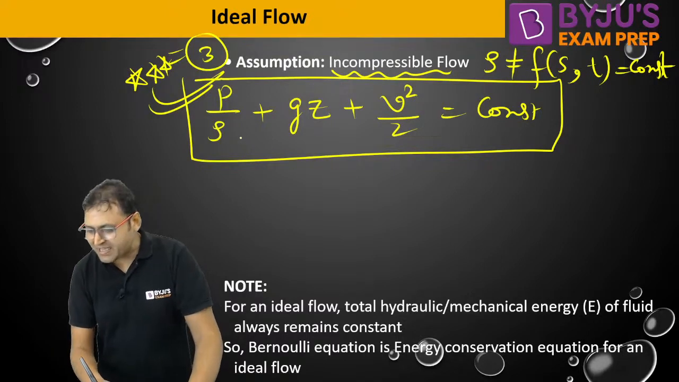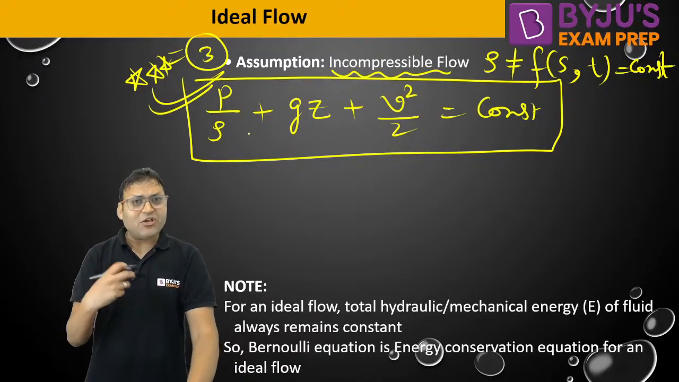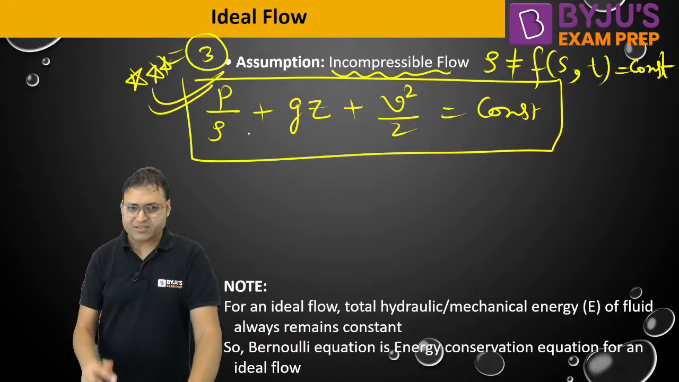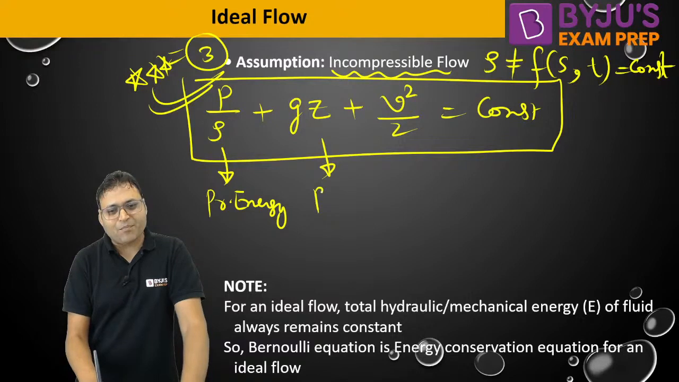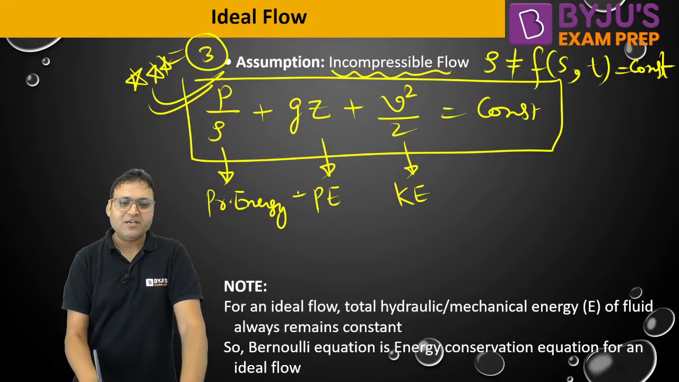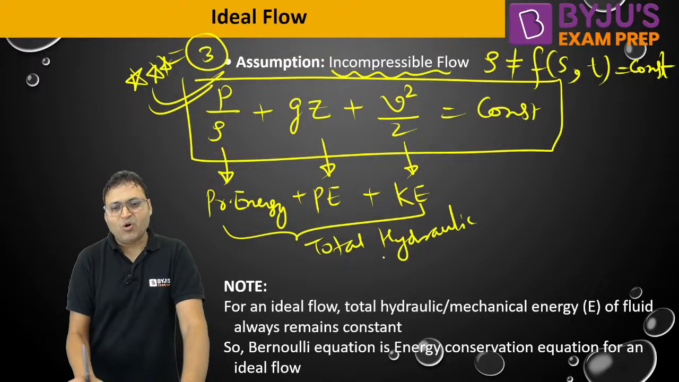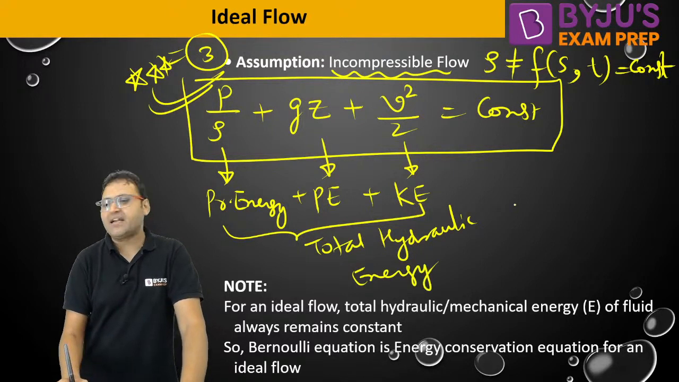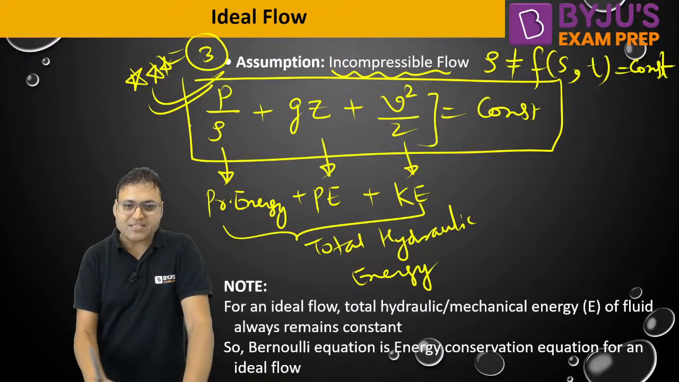Yes, density is constant, and well done. I am giving you a basic idea, then we will talk about the questions, right? The first term in this expression represents the pressure energy of the fluid. The second term represents the potential energy of the fluid, and the third term represents the kinetic energy of the fluid. If we add these three energies, it is the total hydraulic energy of the fluid, which remains constant.